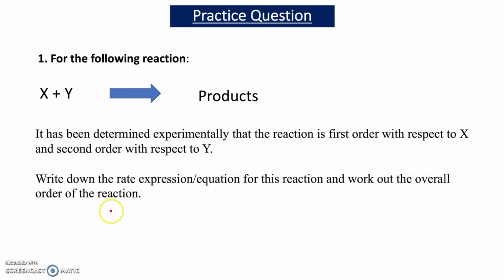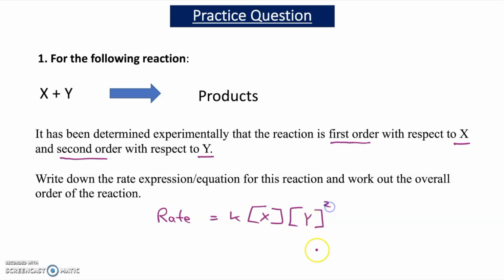So question 1 is asking you to write a rate equation for this reaction. It's x plus y goes to products, and the reaction has been determined to be first order with respect to reactant x and second order with respect to y. So rate is equal to k times the concentration of x times the concentration of y squared. And this is because it's second order with respect to y and it's first order with respect to x. So x is effectively raised to the power 1 and y raised to the power 2.